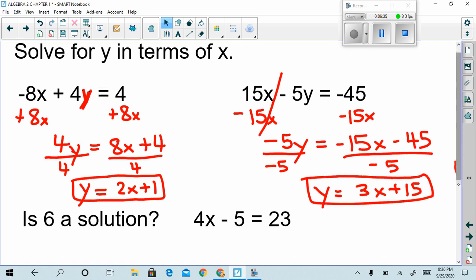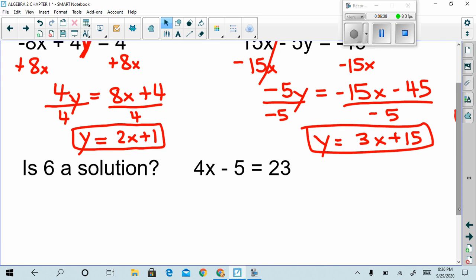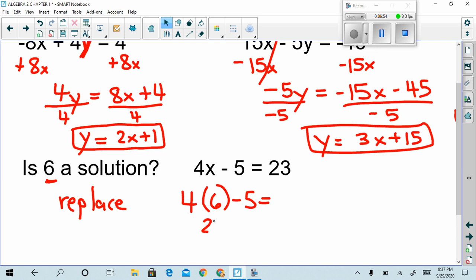And now that last question here on this slide says, is 6 a possible solution? Remember, we didn't solve, but we replaced. So replace the value. x comes out, 6 goes in. We do the math. 24 minus 5 equals 19. So 19 does not equal 23. So you draw the conclusion that 6 is not a solution.